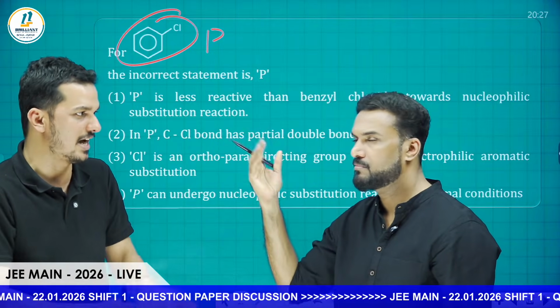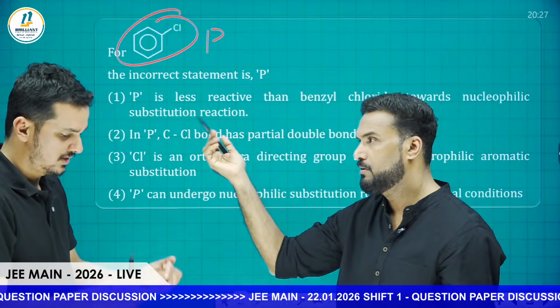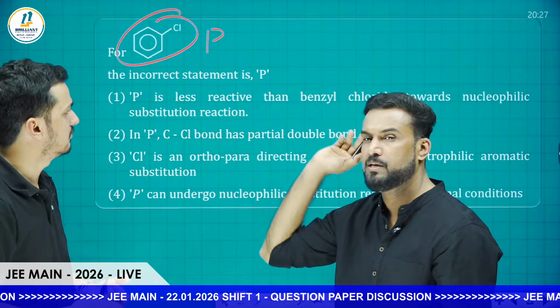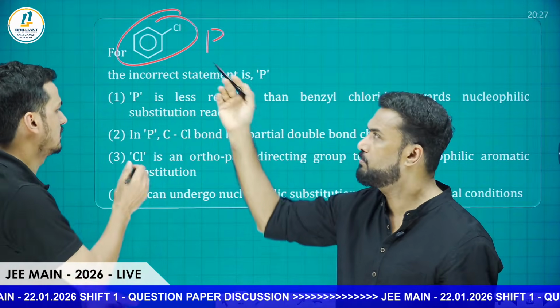Aryl halides are less reactive. Haloarenes are less reactive because of 4 reasons. One is partial double bond. Another is sp2 hybridization. Then the repulsion between the lone pair and the approaching nucleophile, so a nucleophile cannot approach. And the instability of the phenyl carbocation, if that bond breaks, you will get it.